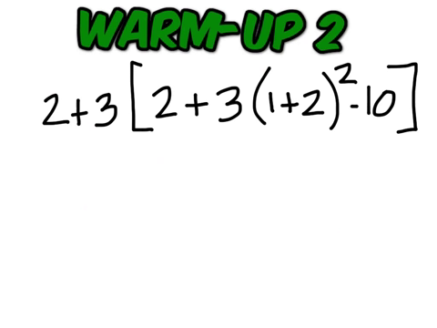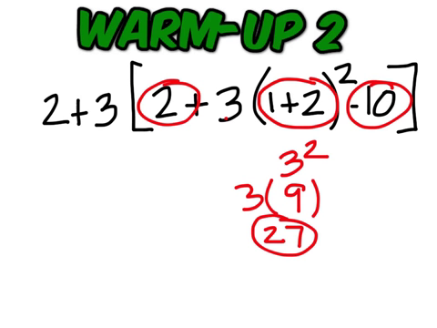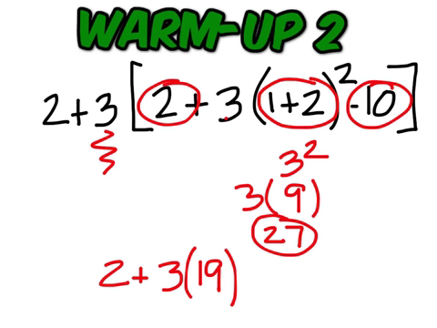Alright, on this problem, you should start inside the brackets first. Inside the brackets and then inside the parentheses, you have 1 plus 2, which is 3. If you square the 3, you get 9. Times 3 is going to be 27. 2 plus 27 is 29, minus 10 is 19, which you multiply by the 3, add the 2. So that would give you 59.